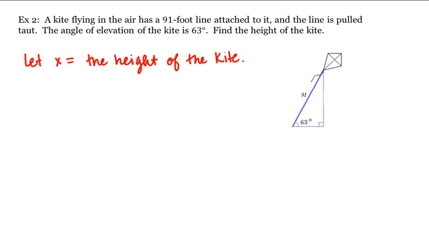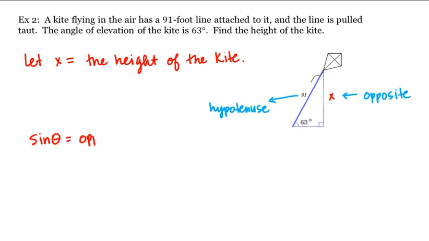That is, looking in our figure here, this is x. So we have a right triangle, and x here is the side that's opposite this angle of 63 degrees. And 91 here is the hypotenuse of the triangle. So which trig function is going to help us here? Wouldn't that be sine? Because sine of theta, remember, is equal to opposite divided by hypotenuse.